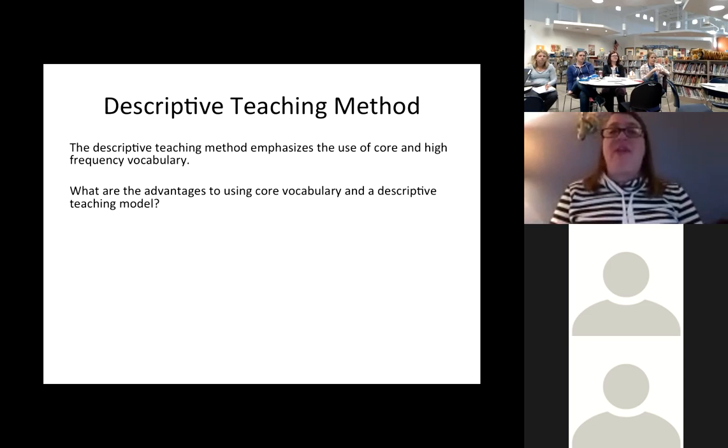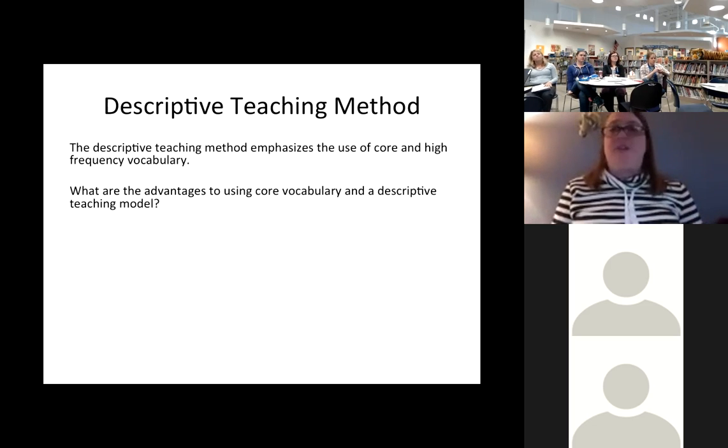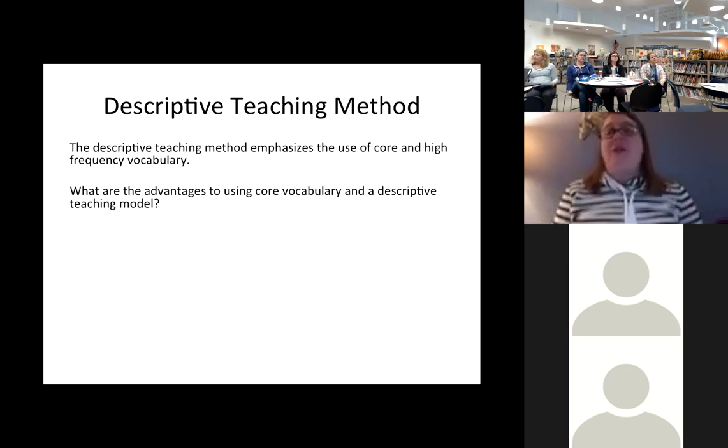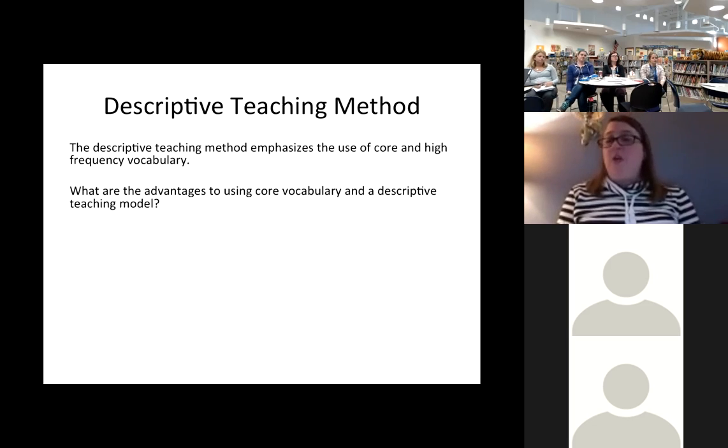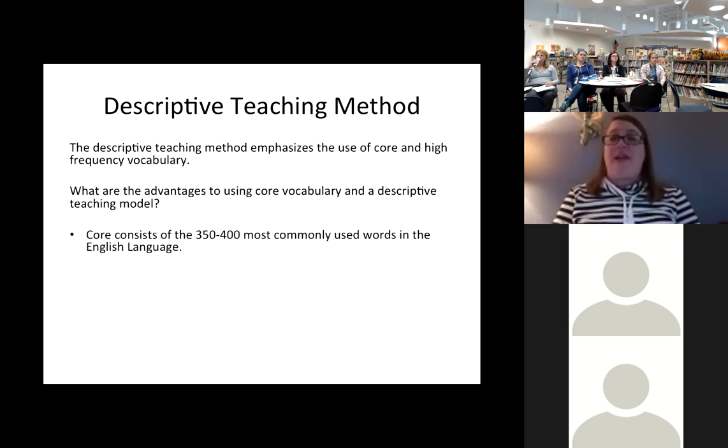And so we want to be able to talk about concepts using what I consider to be high frequency or everyday vocabulary. Isabel Beck, we'll see in a slide or two, would consider these to be tier 1 words. So the advantages to using core vocabulary and high frequency vocabulary in a descriptive teaching model are that, for core, there are 350 to 400 most commonly used words, so there's a lot that we can say with those words.